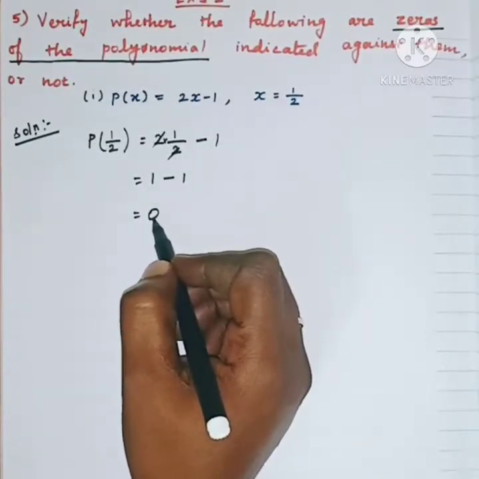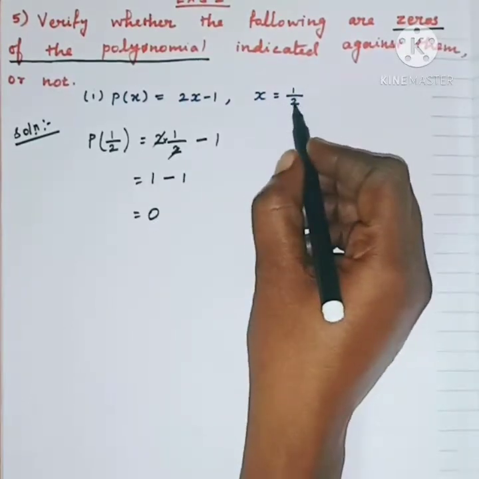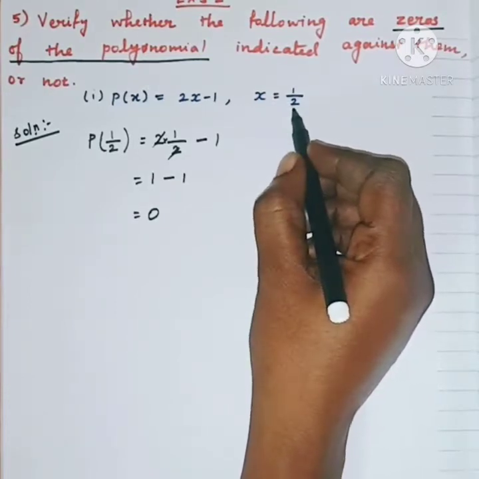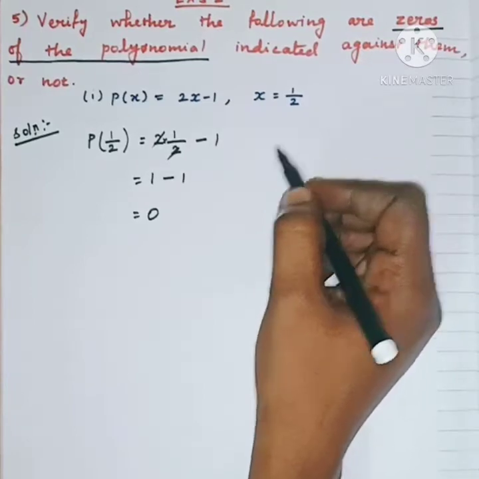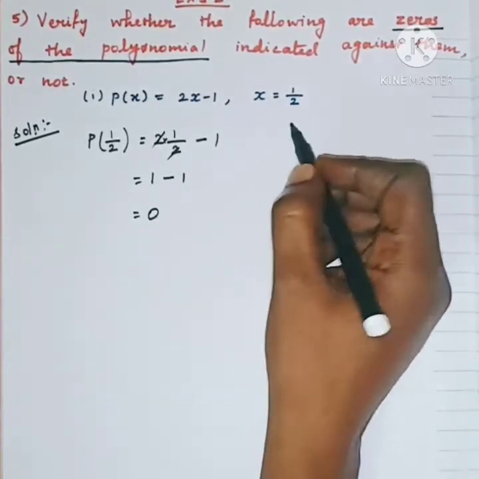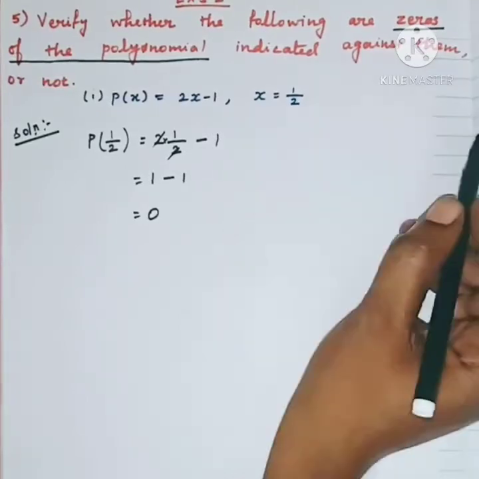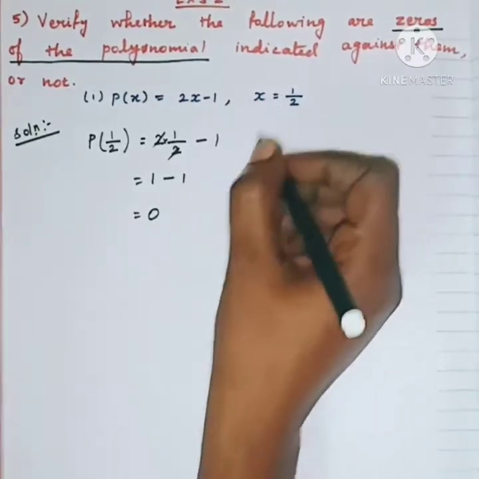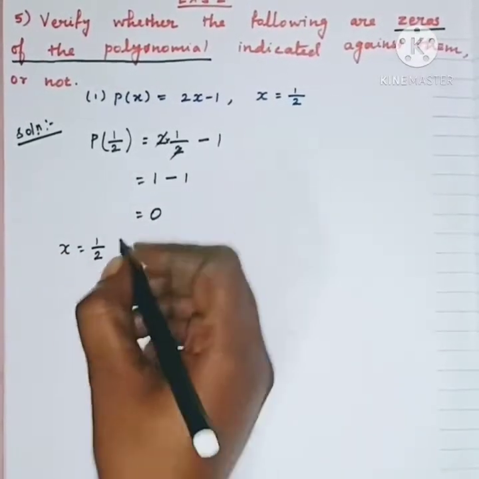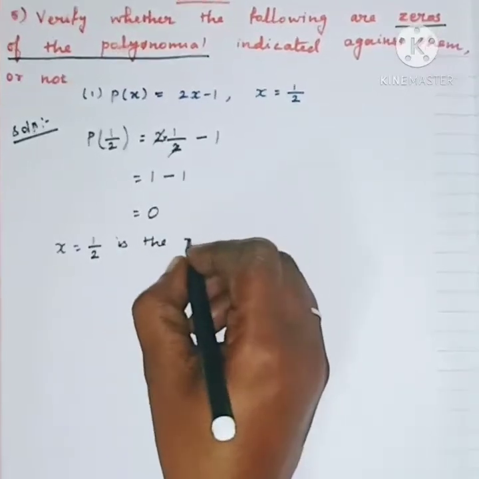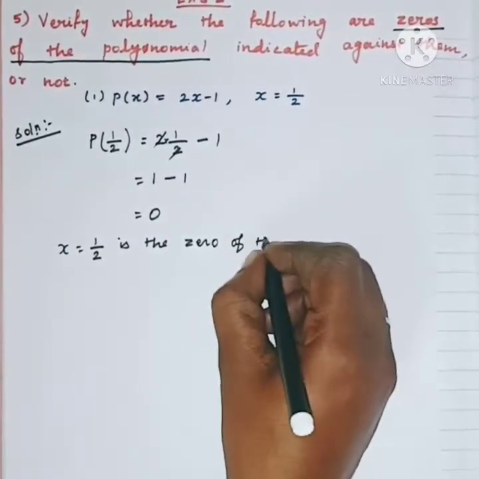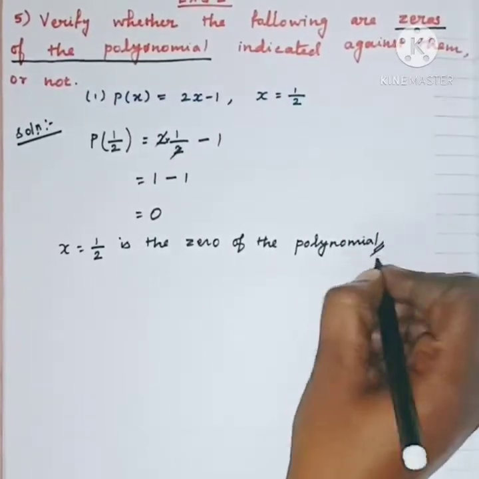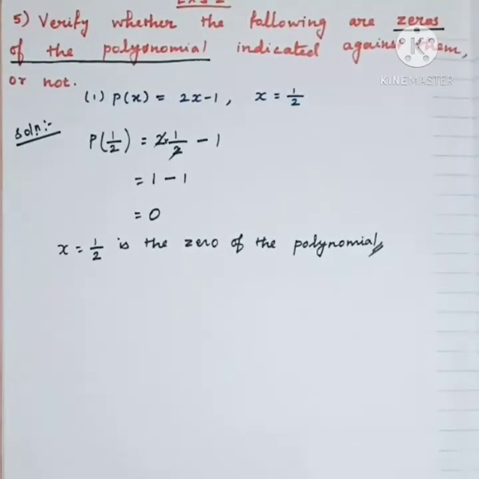We got the answer 0. So x is equal to 1 by 2 is the zero of the polynomial. If we didn't get 0 here, then we would say x is equal to 1 by 2 is not the zero of the polynomial. Since we got the answer 0, we say x is equal to 1 by 2 is the zero of the polynomial. That's all. This is the answer for the first sum.